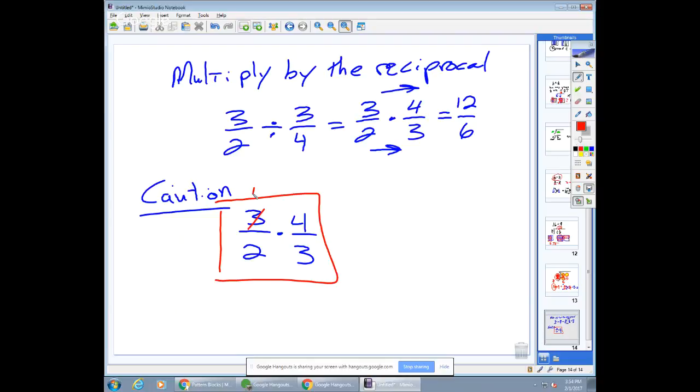So 3 goes into 3 once each, 2 goes into 4 twice. So the answer is 2 times 1 over 1 times 1. Why do I say caution here? Anybody know?